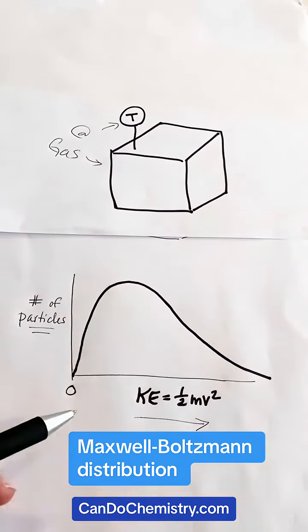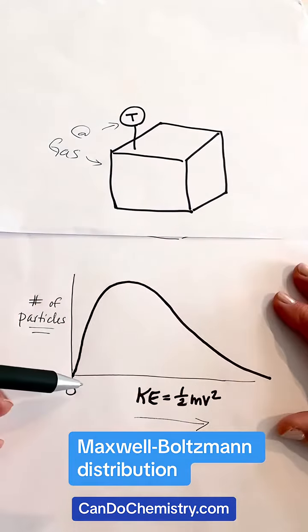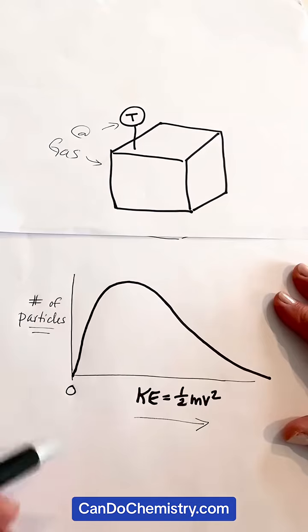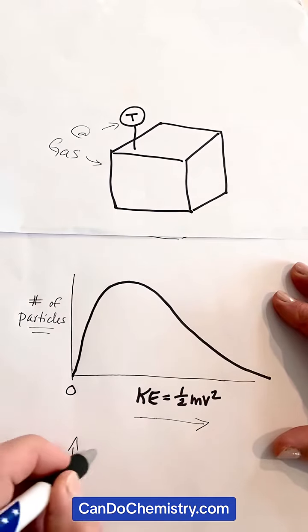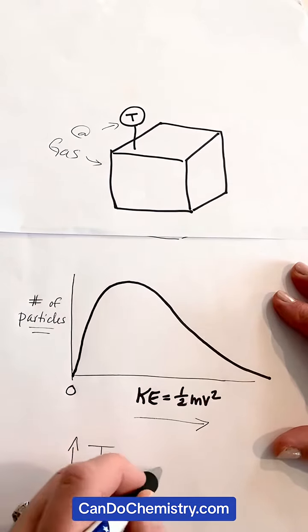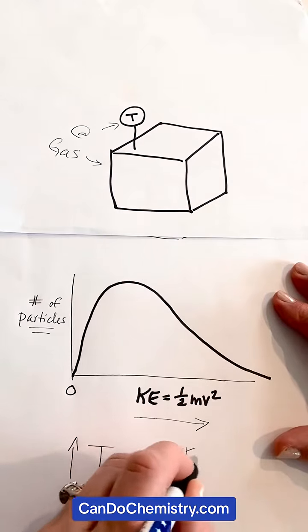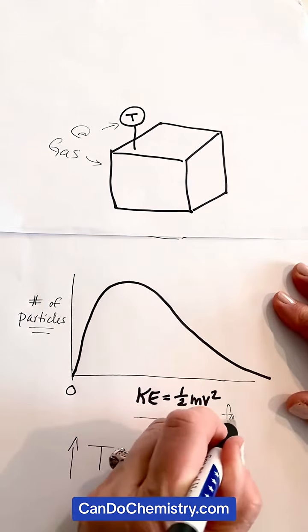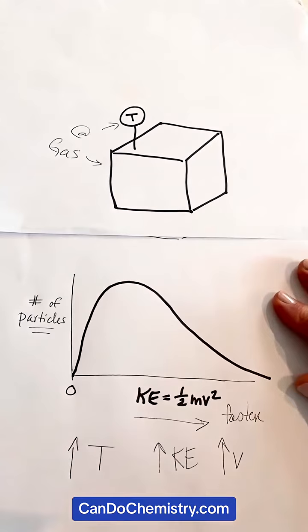So what this diagram is showing is the number of particles that have a certain amount of kinetic energy. Now remember that temperature is related to kinetic energy. So increasing temperature is increasing kinetic energy, which is an increase in speed. So as we go to the right on this graph, the particles are moving faster.